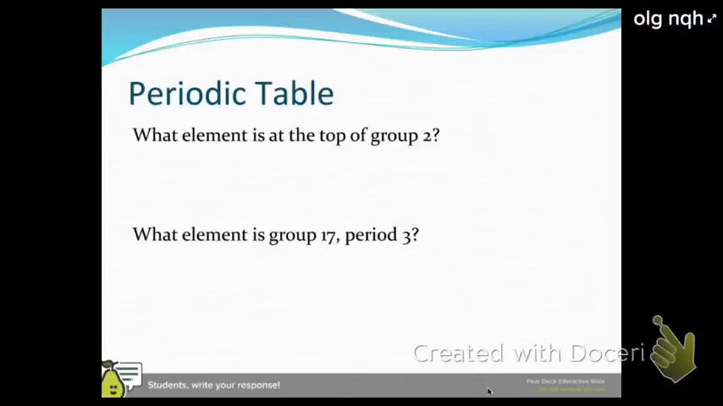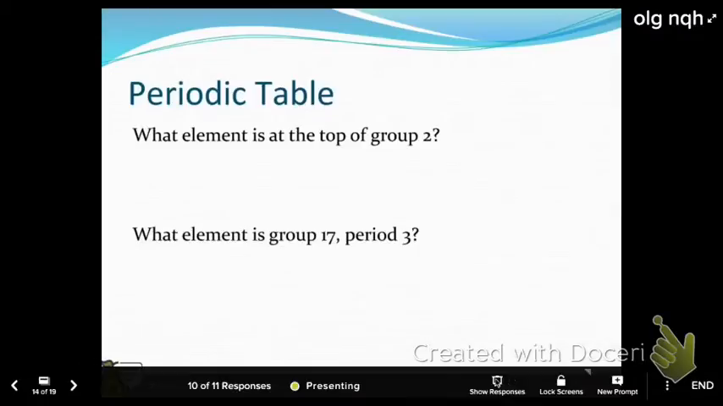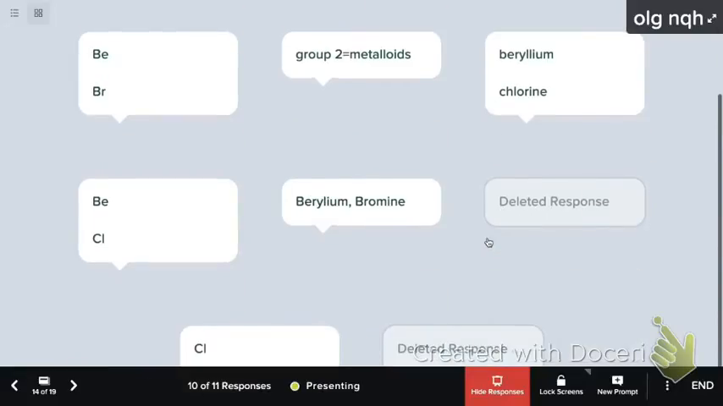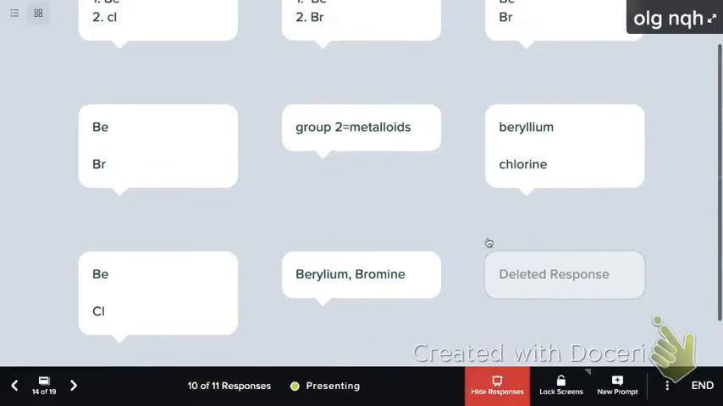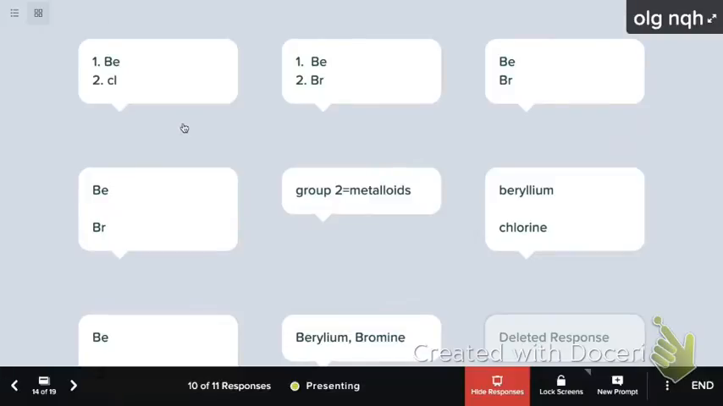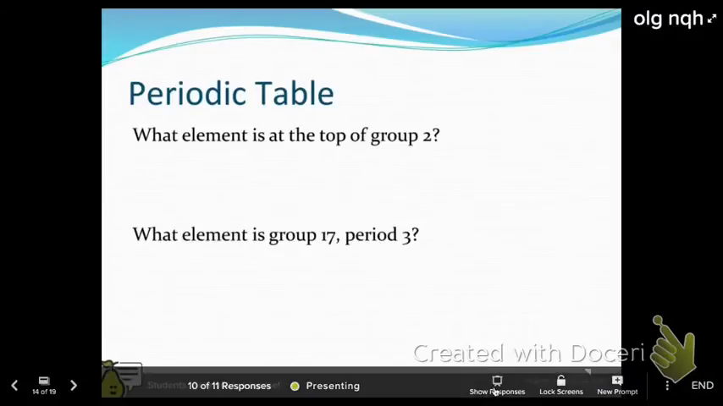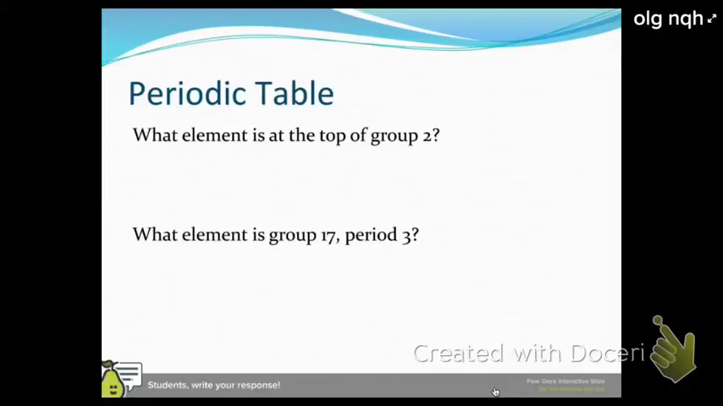At the top of group 2, what is it? Beryllium. Okay, and then group 17, period 3 is chlorine. Mine's the first one. Hydrogen is the first one. No, not hydrogen. Hydrogen and helium are in the first period, then fluorine, then bromine.